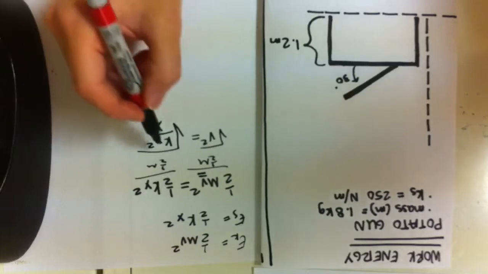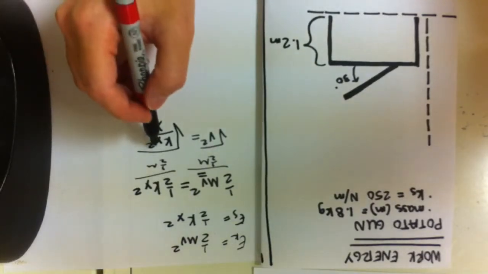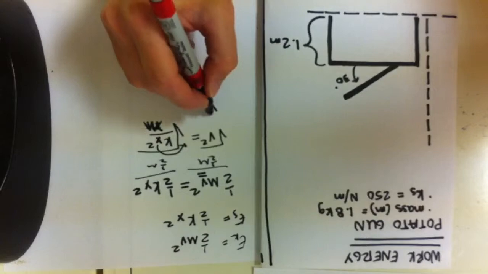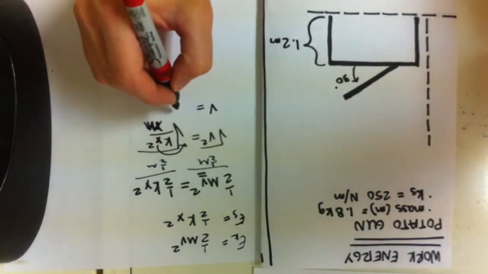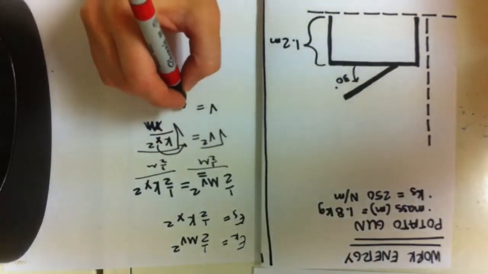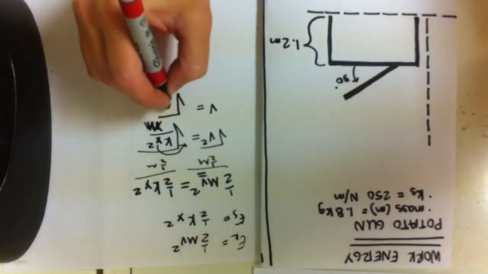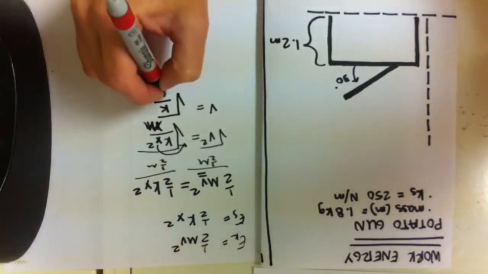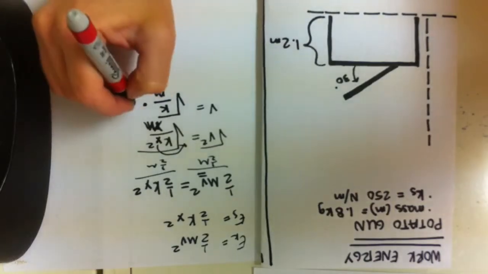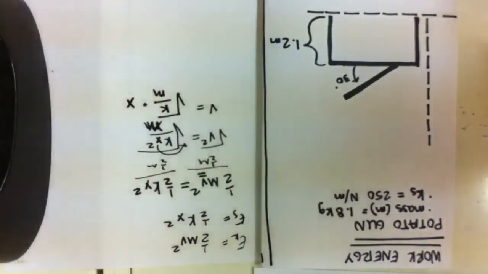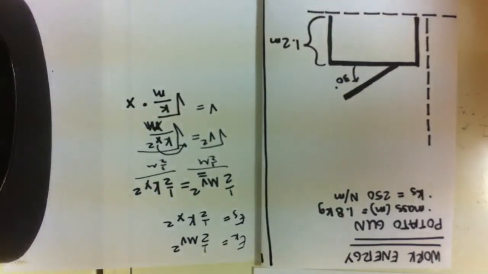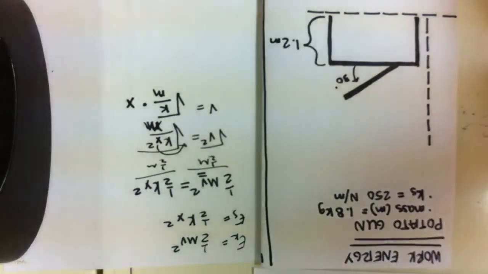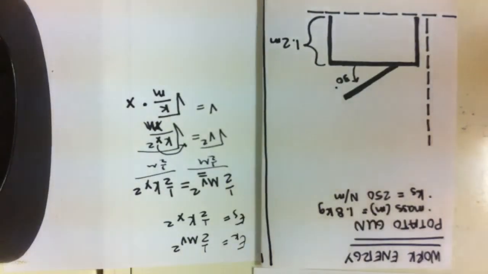When you square root both sides, this x, this distance change, can therefore be put outside. So then we have velocity as the potato is leaving the barrel is equal to the square root of spring constant all over the mass, times x, which is going to be the change in spring compression. So, you work that out, you'll come out with an answer that will give you the velocity, or how fast the potato is moving when it leaves the barrel.